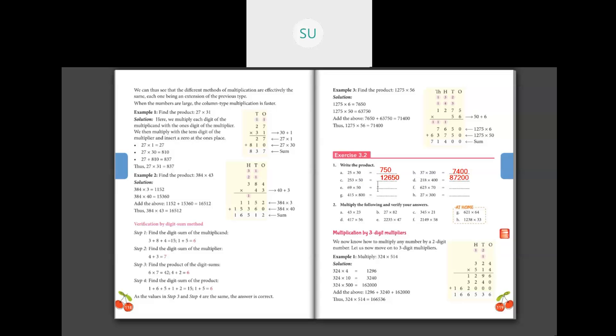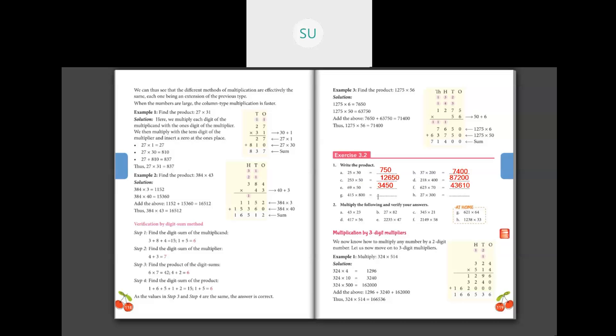Then 69 into 50. How much is 69 into 5? First we do 69 into 5, which is 345, and a 0. So 3450. Okay. Then 623 into 70. First we'll multiply 623 with 7. So 623 into 7, when you do, you'll get 4361. And then we have a 0, so we'll put 0. So the answer is 43,610.